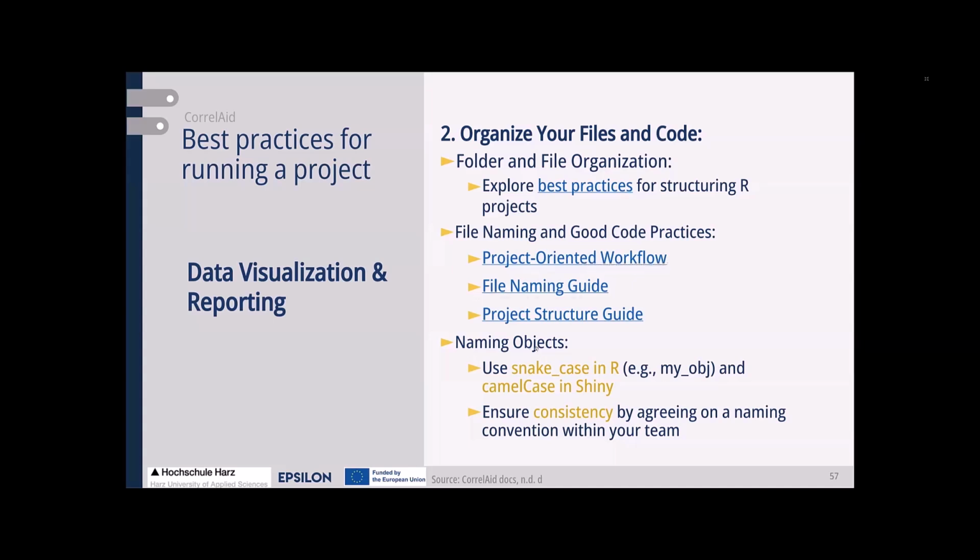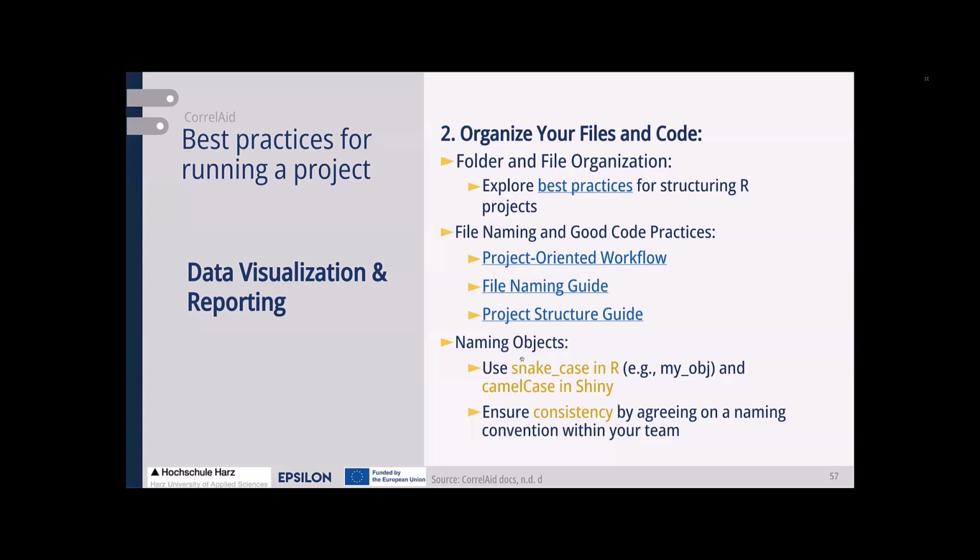Also, when you're working with objects, try to find a consistent way of naming objects so that you have the same way of naming objects throughout different participants. So if more people work in one code, try to align the naming of the objects.